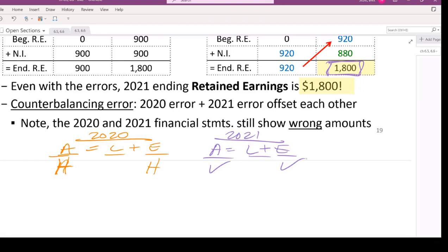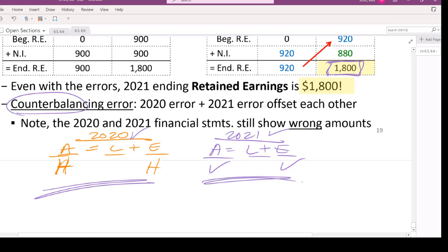The error fixes itself. Let's just again be clear about this. The error will fix itself because it's a counterbalancing error. But the individual financial statements for 2020 and 2021 will show erroneous data, specifically on the income statement. Cost of goods sold, gross profit, net income, those numbers will be wrong in both the 2020 and 2021 financial statements. The balance sheet will be wrong in 2020. The balance sheet will look fine in 2021 because at the end of the day, the errors will fix themselves. It's not magical, it's mechanical.